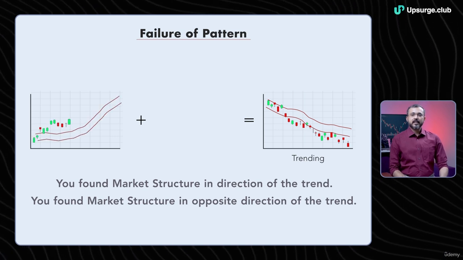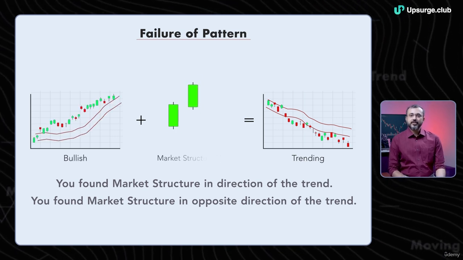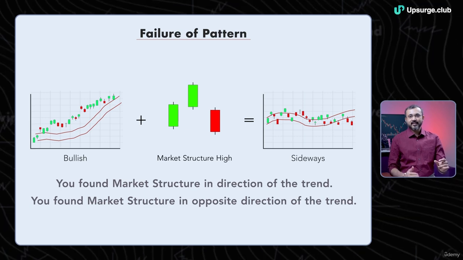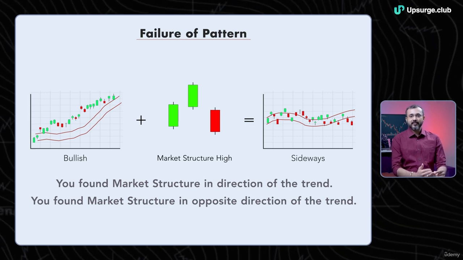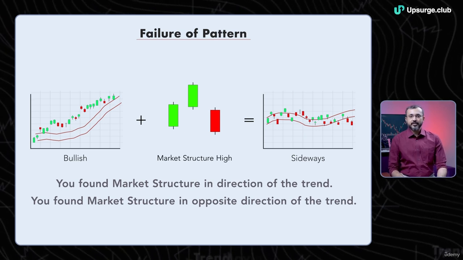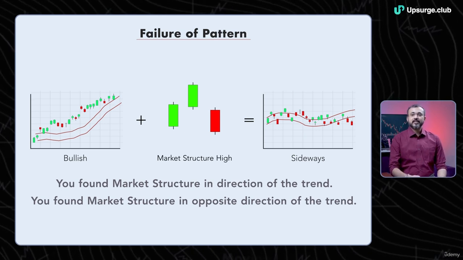Similarly, if markets are bullish and you get a market structure high, that means the trend is sideways, right? A market structure high in a bullish trend above the moving average suggests a sideways market. But the moment the market structure high fails, which is a bearish pattern, it triggers a bullish trend.